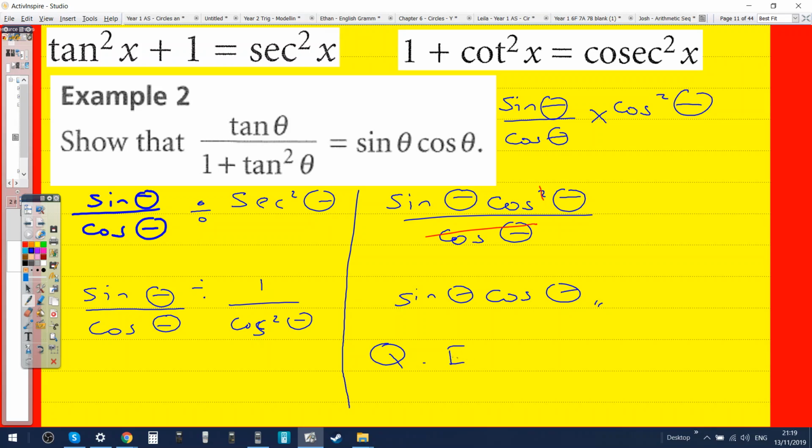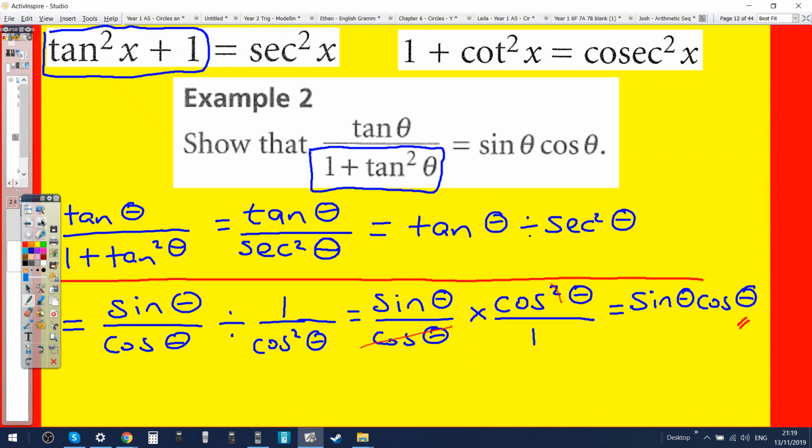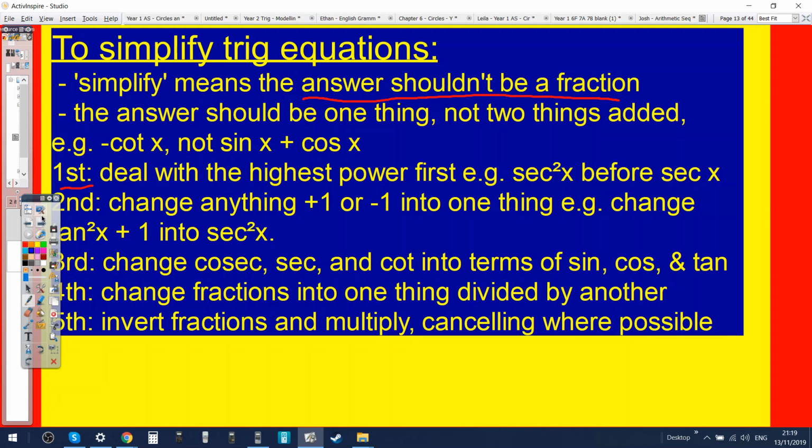Quod erat demonstrandum, it's like Latin for that which had to be proven has now been proved, something like that. It's the tradition that mathematicians write it at the end. So for these ones, simplify means the answer shouldn't be a fraction, and the answer should be one thing, not two things added. So negative cot x is good, but sine x plus cos x is not, because that's two things being added.